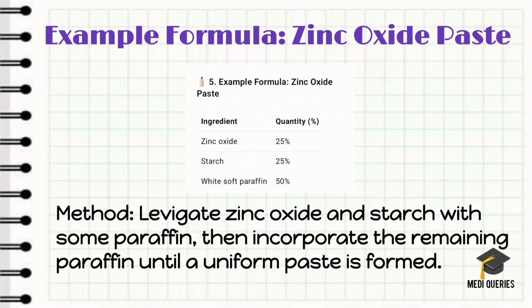Okay, so these products are well tolerated and provide prolonged local action due to their high retention on the skin. Next classical example is zinc oxide paste. Here is its simple formula. It includes zinc oxide 25%, starch 25%, white soft paraffin 50%. Both zinc oxide and starch are levigated with some paraffin, and then the remaining base is added gradually. The result is a thick, smooth protective paste widely used in diaper rashes and eczema.